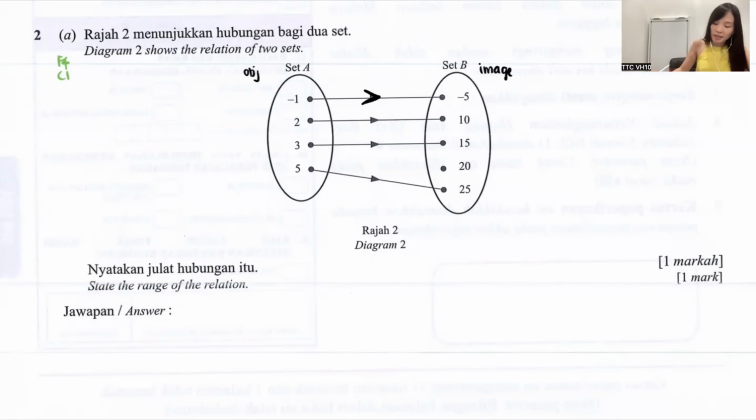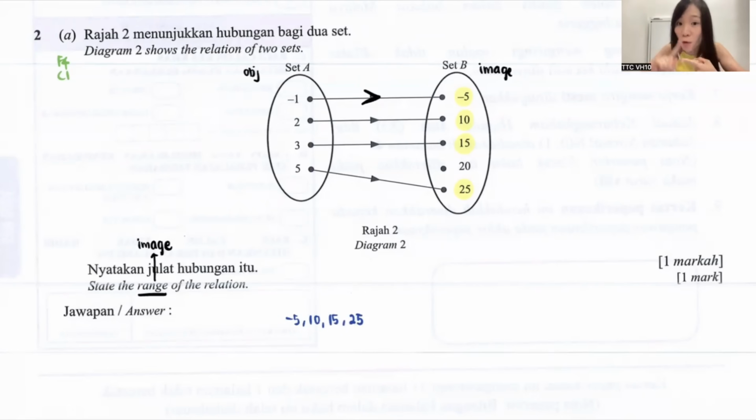Okay, my dear? So A, they say the diagram shows these 2 sets, and now state the range of the relation. I hope you guys remember domain, codomain, object, image. And range is always the same as your image. So guys, which ones are my images? An image must have an object. So this one is image, this one is image, this one is image. 20 is not an image because 20 doesn't have an object. 25 is an image. So the images are -5, 10, 15, and 25. But remember one thing, for image you just write like that, but for range, you must always put this particular bracket. Done. So this is worth 1 mark.